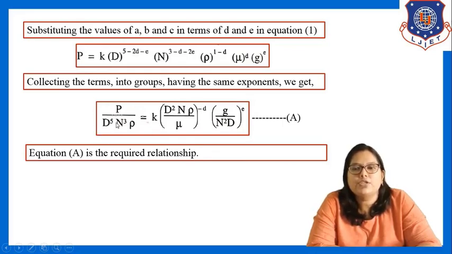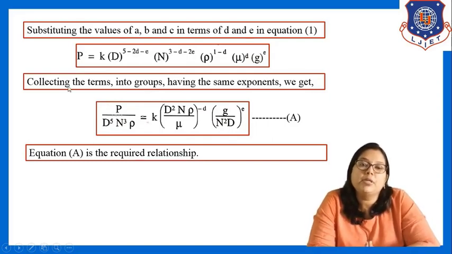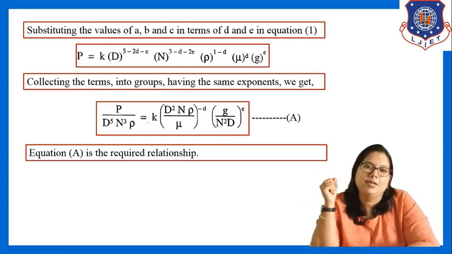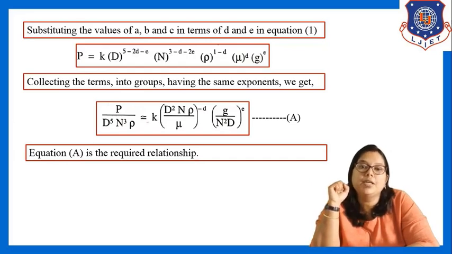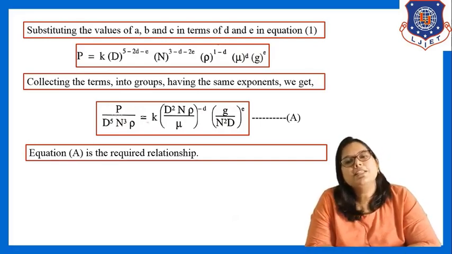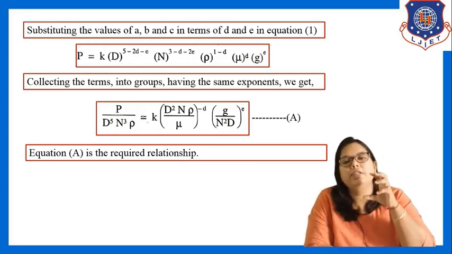So p by d raised to 5 n cube rho is equal to k d square n rho by mu raised to minus v g by n square d raised to e. These are all the 3 groups, group 1, group 2 and group 3. These 3 groups are dimensionless groups. When you put the units of this, all the units will be cancelled out. That means these three groups are dimensionless groups. So our equation number 1 is our required relationship. Right? So this is the Rayleigh method, and by using this method we can come up with a dimensionless group.